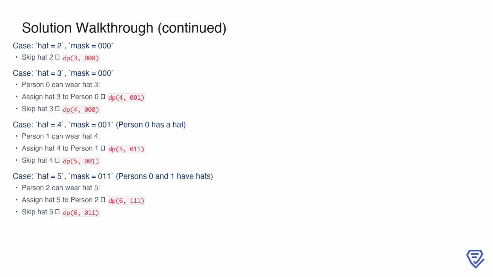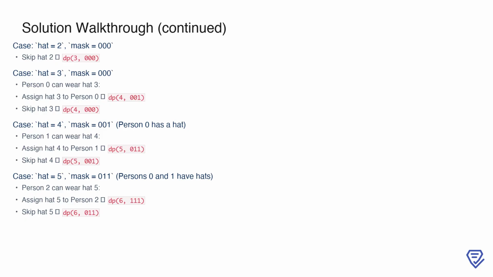For hat 4, with mask 001 indicating that person 0 already has a hat, person 1 can wear this hat. Assigning hat 4 to person 1 results in dp(5, 011), where the mask 011 shows persons 0 and 1 both have hats. We can also skip hat 4 and call dp(5, 001).